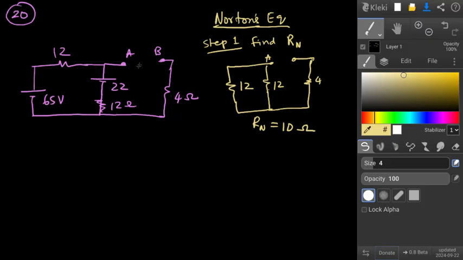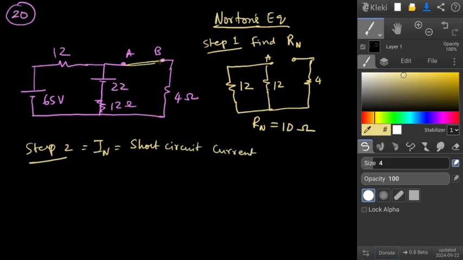Next, find out the Norton's current. What is Norton's current? If I short circuit this, how much current would flow? That current is called Norton's current. That is the definition of Norton current. In is nothing but the short circuit current. So I just short circuited these two.